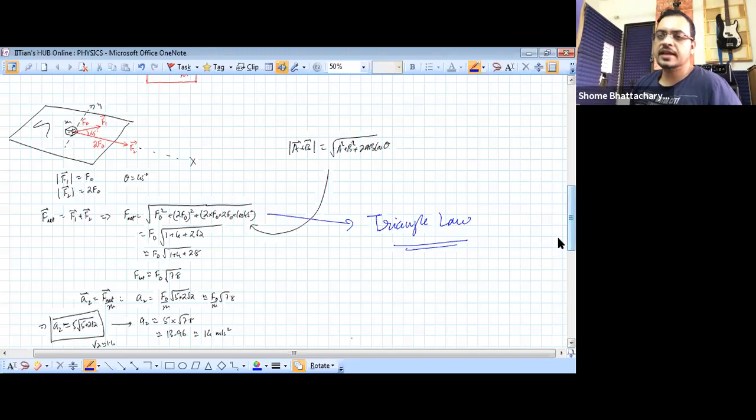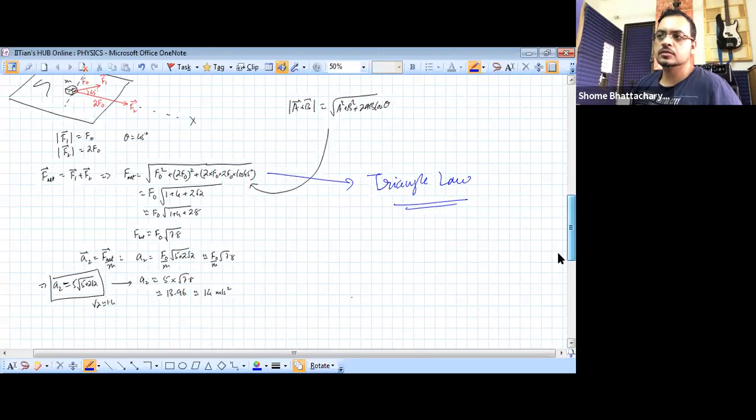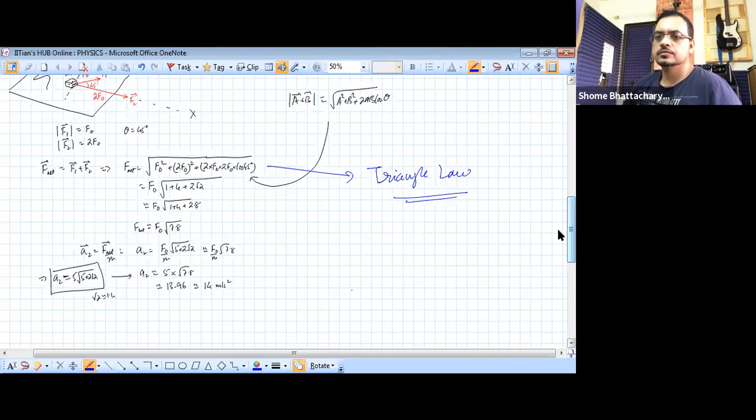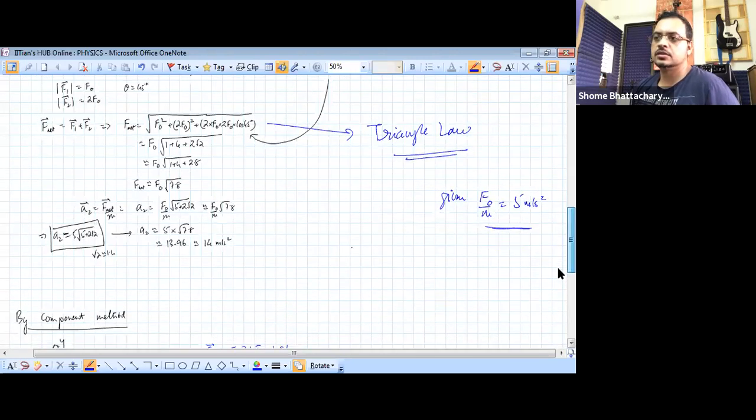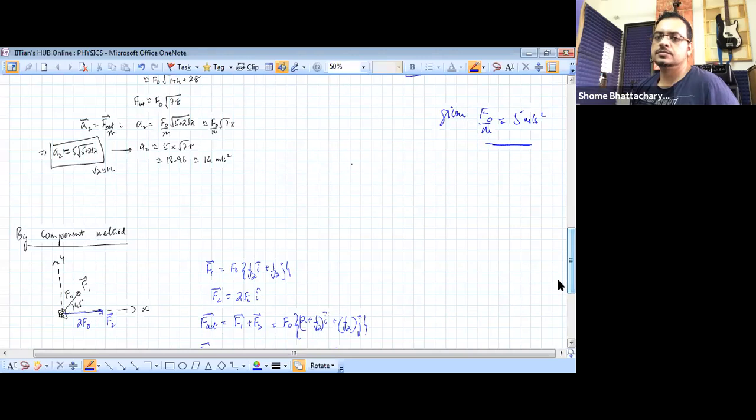Okay, so is the first method, the triangle law method, clear to all of you? We found F by m, right, from the information given in the question. Devansh, F naught by m was given to us in the question as 5 meters per second squared. Because the first line of the question said that when a force of F naught acts, it creates an acceleration of 5 meters per second squared.